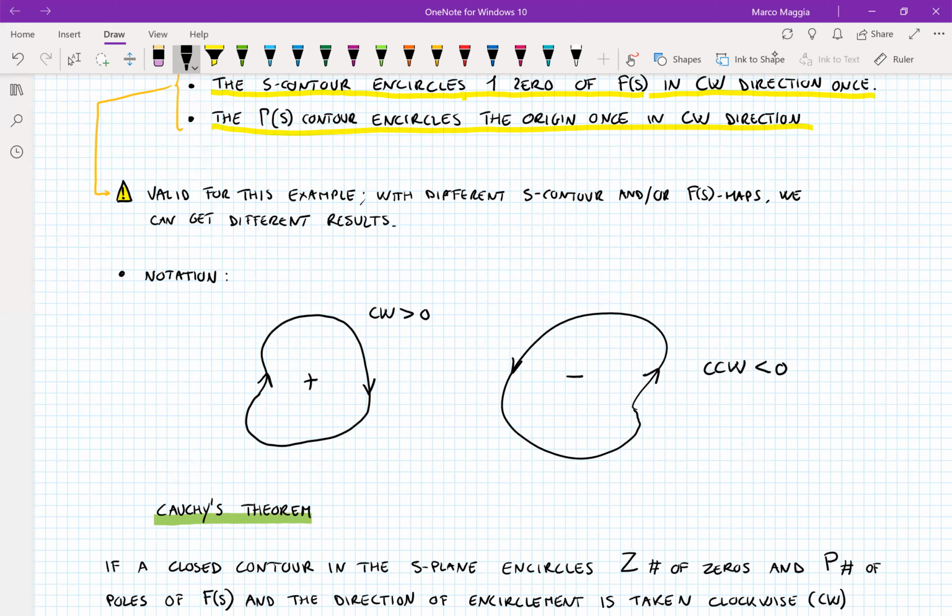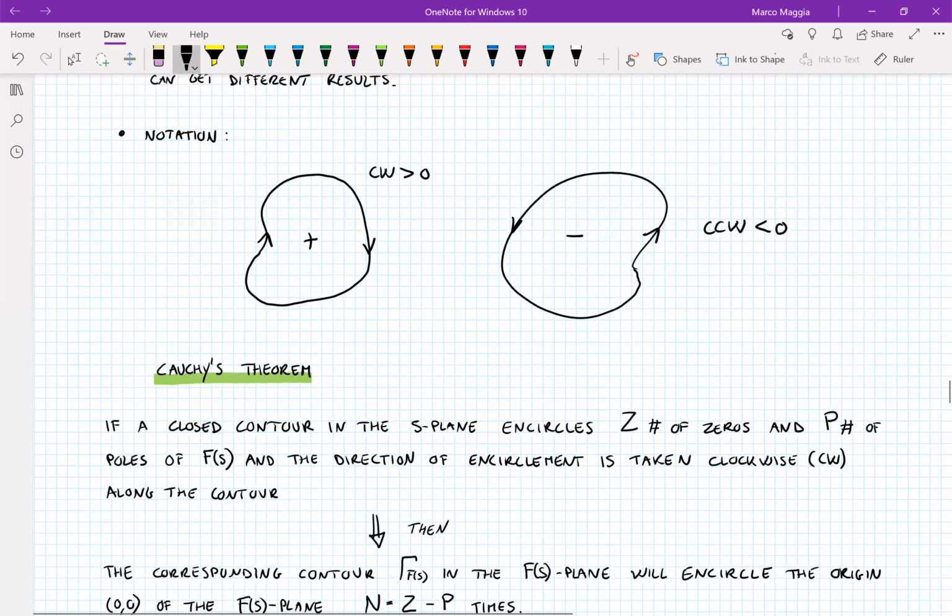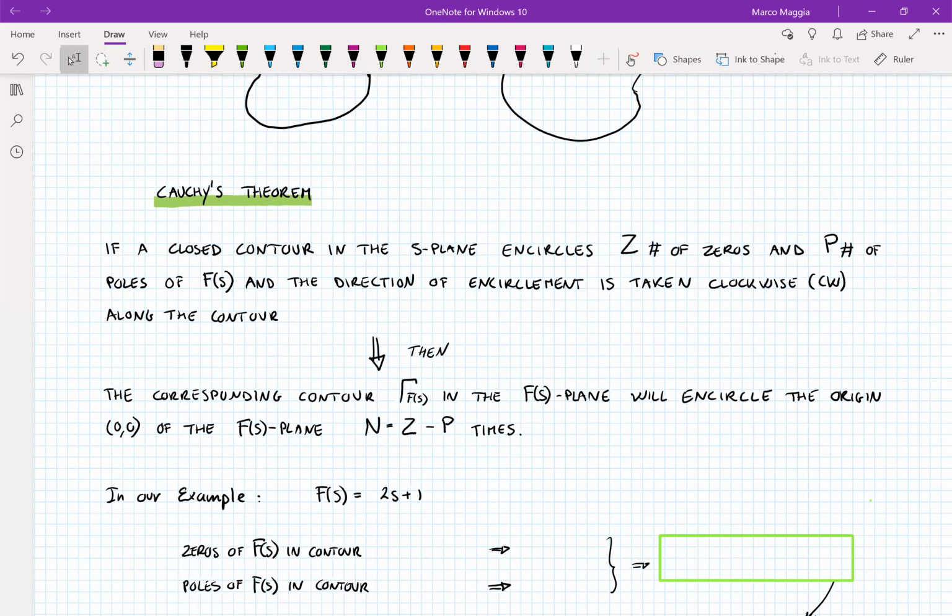Okay, so we've drawn some considerations with this particular example. Let's try now to generalize it. And the generalization comes with the name of a theorem. It's called Cauchy's theorem. We're not going to prove it, we're going to just state it.